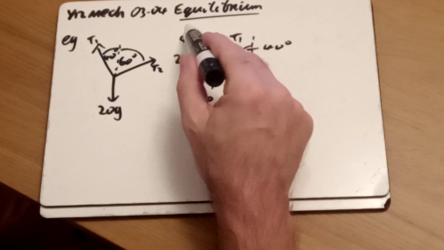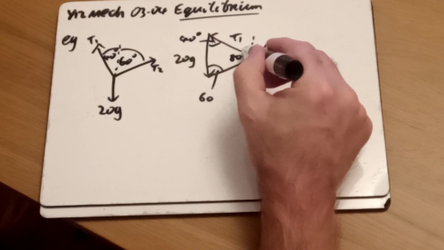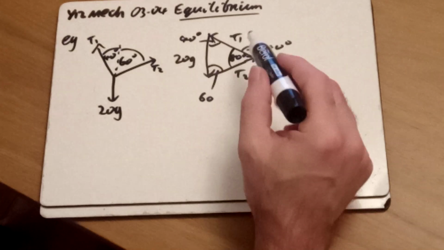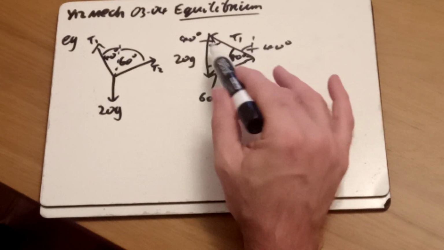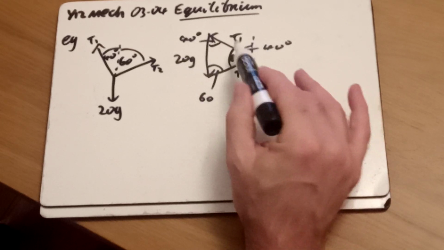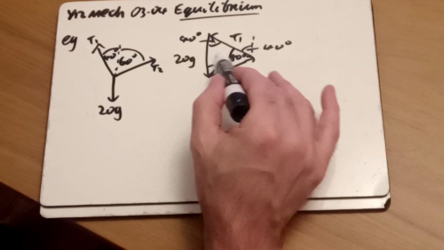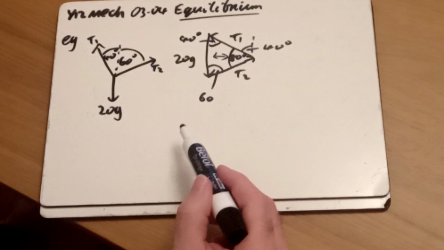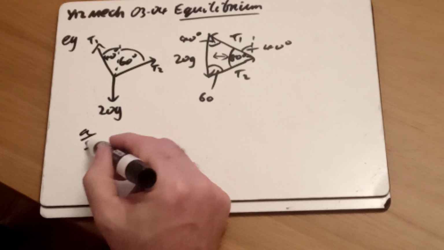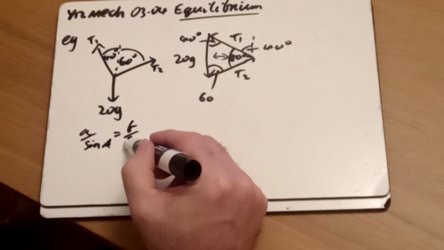And then by adding them together, 40 add 60 is 100. The one in between here is 80 degrees. Not exactly to scale, but it's a sketch. What I've now got is a triangle where I know all three angles and one of the sides, 20g. If I want to find T1 or T2, I can use sine rule because I've got a pair. I know an angle and the side opposite.